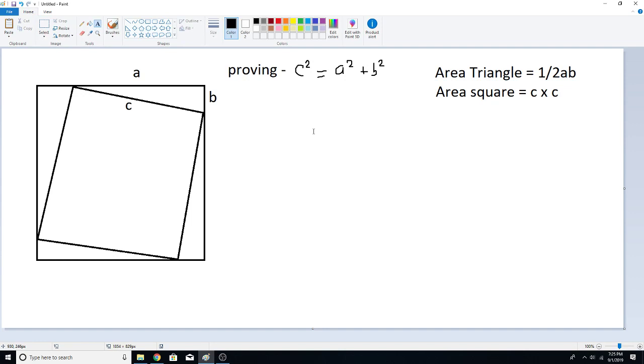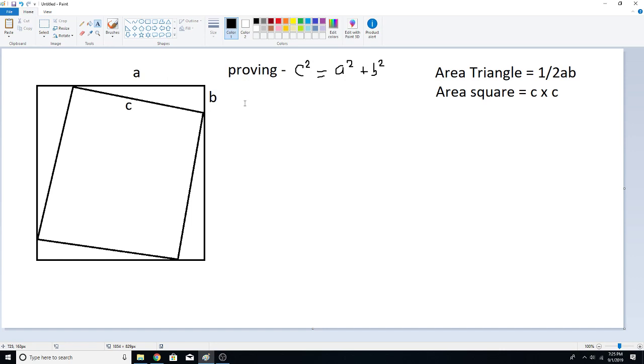So we need to now prove it. If you take this square, we first have to work out the area of the square. So the area of the square is, in this case, not this one here. We need to work out this one first.